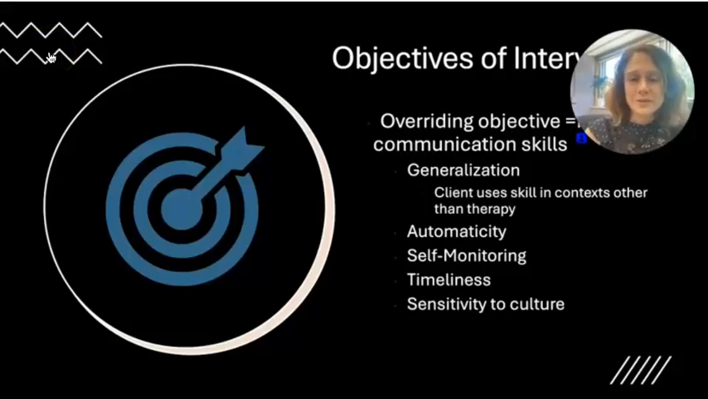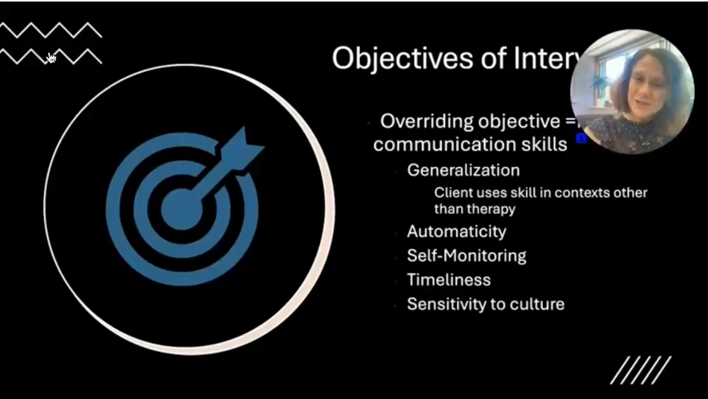Okay, so we talked about goals of assessment. Let's talk about some goals or objectives of intervention. So really the overriding objective of treatment or intervention is to improve communication skills when we're talking about CSD interventions. But there are a few other objectives that we're interested in as well.